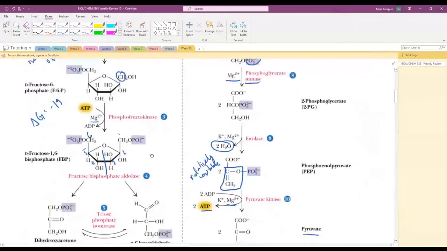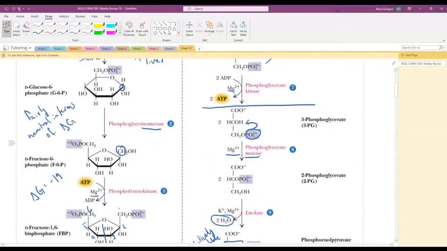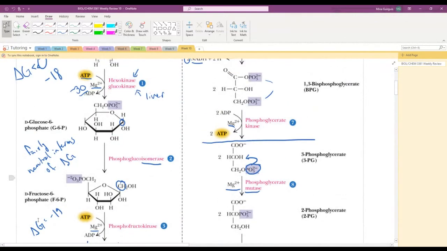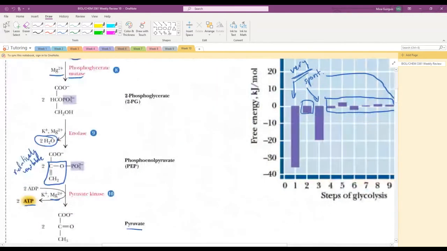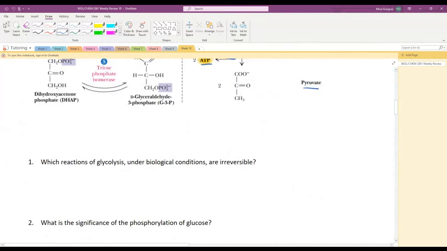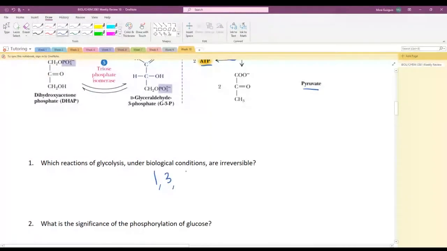It's going to be catalyzed by phosphoglucoisomerase, and it's going to be fructose 6-phosphate to glucose 6-phosphate. Easy reaction. Step 1, step 3, and step 10 need different enzymes, or they need some kind of different situations because they're not going to happen in reverse. Okay? So coming back to these questions: step 1, step 3, step 10.